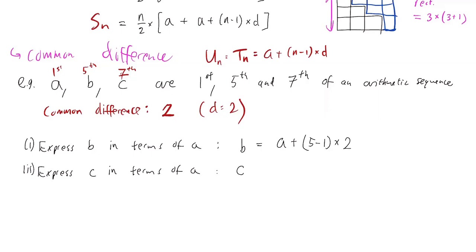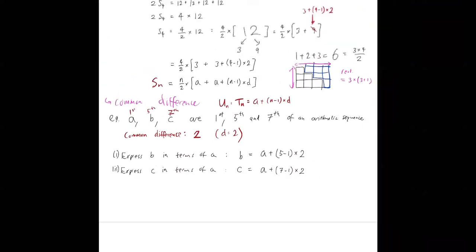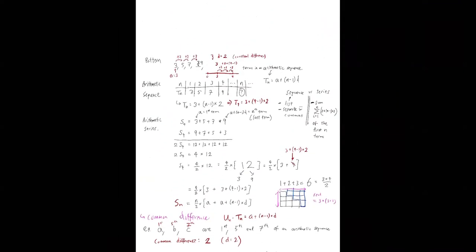Okay, how about C? Is A plus 6 times 2. Very good. Yes, correct. Okay, good. So you get this idea. Then that's pretty much it for arithmetic sequence and series. Moving on, can? Yep, can.